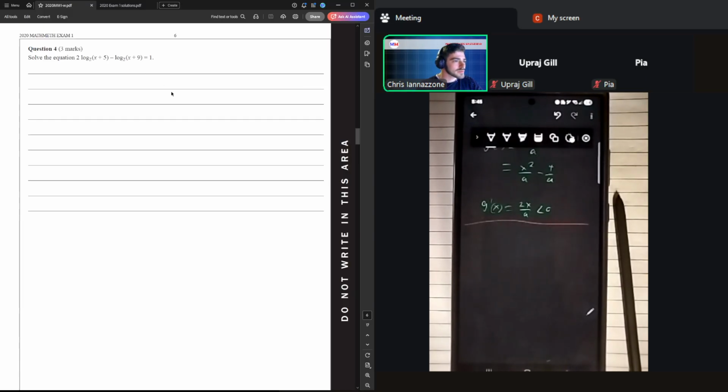Oh yeah, question 4. We've seen a couple of these before. Just solving a log. These are really nice for everyone because it's like, oh yes, 3 marks and it's just log law stuff. Awesome. Love it.